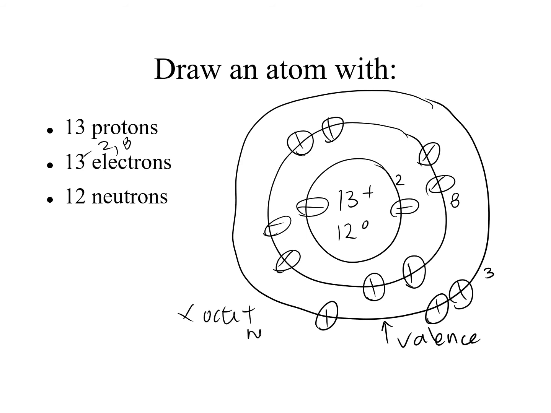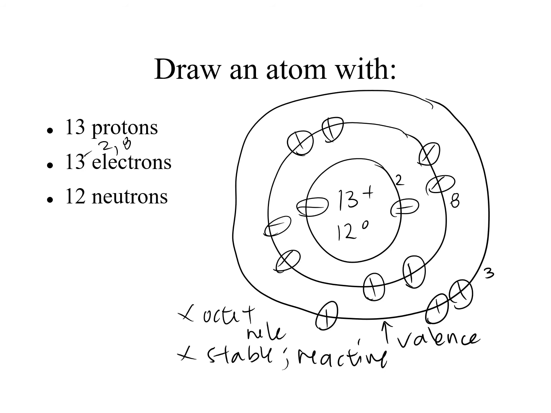So we don't satisfy the octet rule. And what does that tell me? That tells me this is not a stable atom. In fact, it's a reactive atom, meaning that it's going to be looking for a way to get rid of those 3 electrons or gain 5 in order to create stability. That's kind of the topic of chemical bond formation.